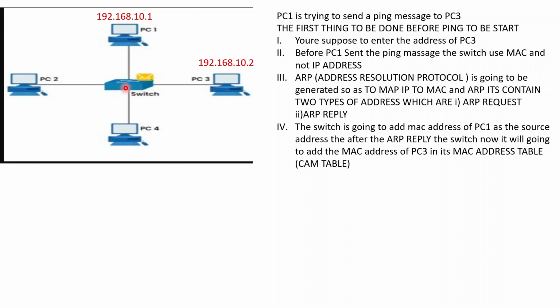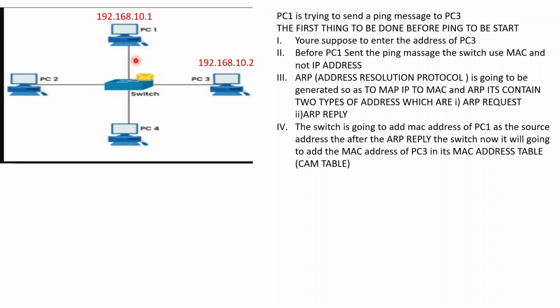Now, when it arrives at the switch, this PC has its own MAC address. Once the frame arrives at the switch for the first time, the switch is going to learn the source MAC address of this PC, which is PC number 1. So the switch is going to use the source MAC address of PC number 1 and add it to its MAC address table.